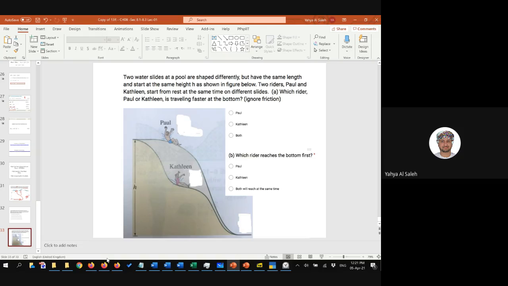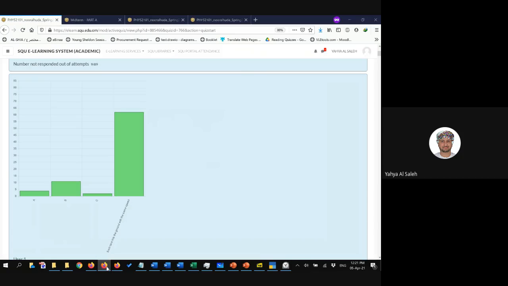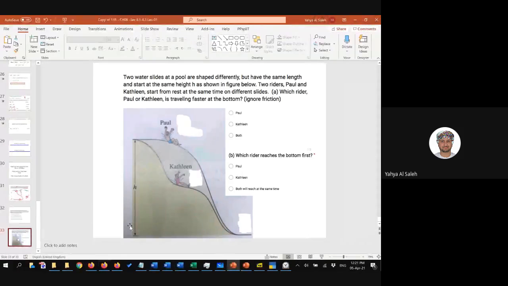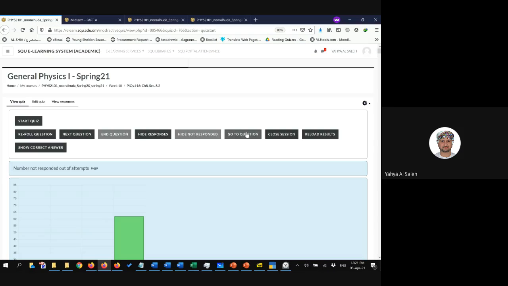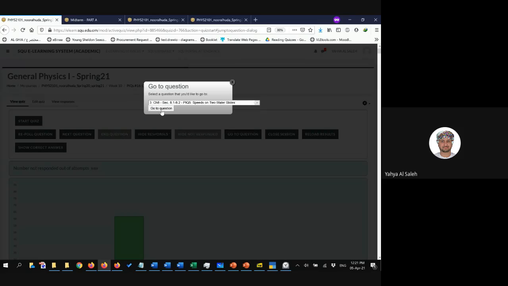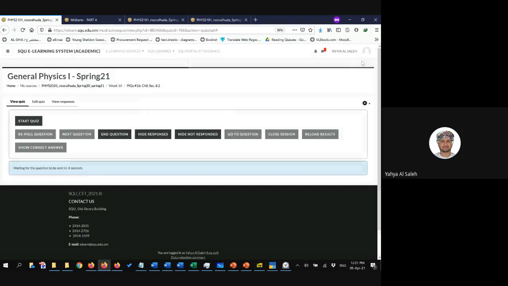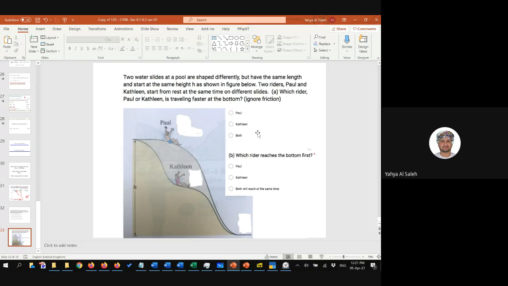This is a very interesting question. I will put it here. And this is quite an interesting question, and it's tricky too. Okay. You have two people going down a slide. And the question is two parts. Which one is traveling faster at the bottom, and which one reaches the bottom first? And this is quite tricky.